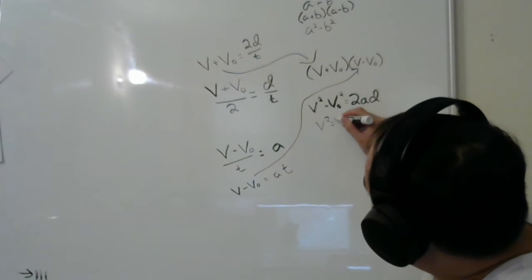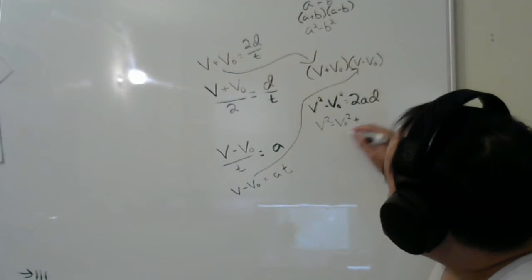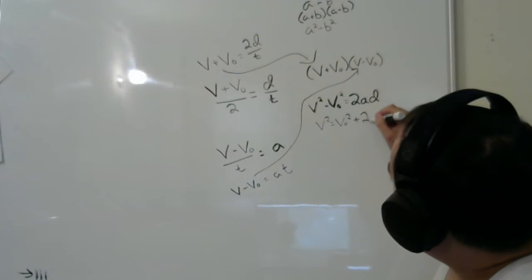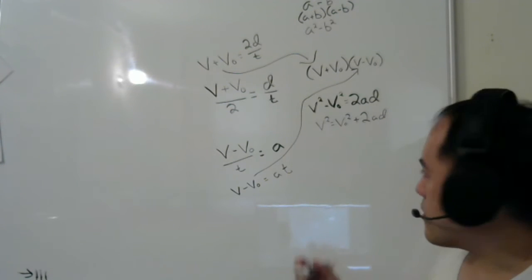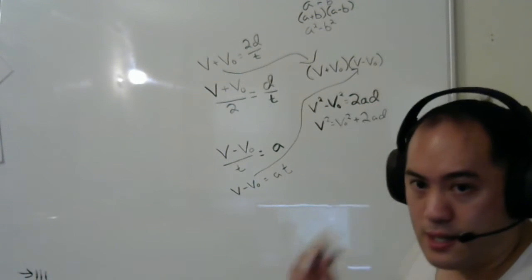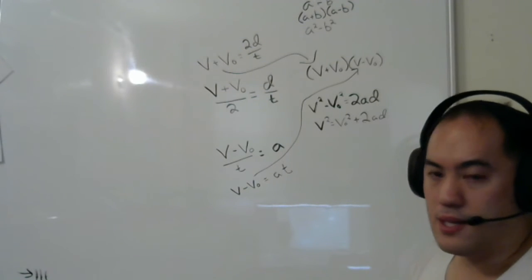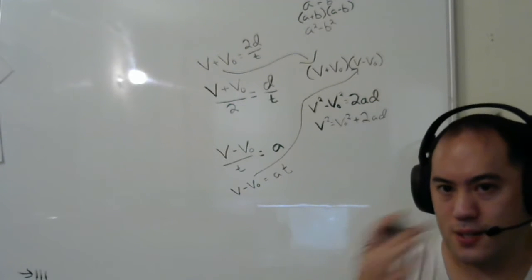I'll rearrange it because this is a little more straightforward. V squared equals V naught squared plus 2AD. So if you don't need time and don't have time, you're almost always going to use this formula. V squared equals V naught squared plus 2AD. And now it's clearly shown.